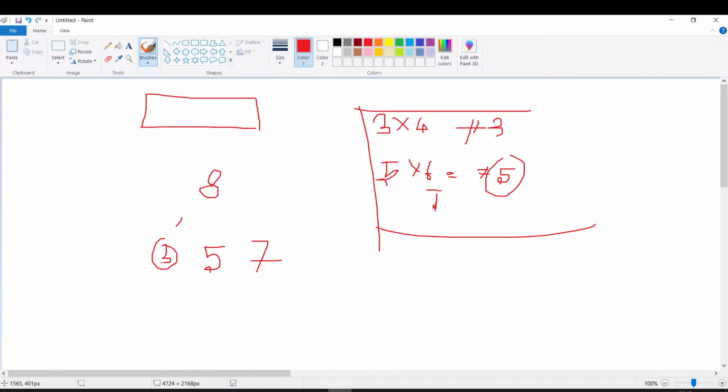So what can we do with this? Okay, let's try these numbers then. We have 3, 5, 7. Can we include all the numbers that are not coinciding with 8?